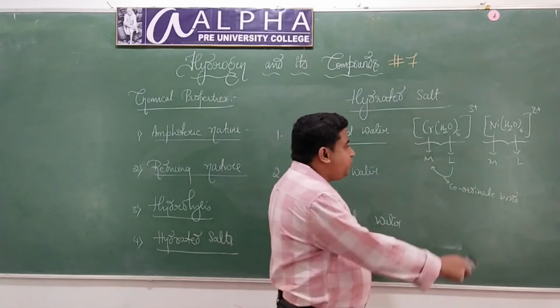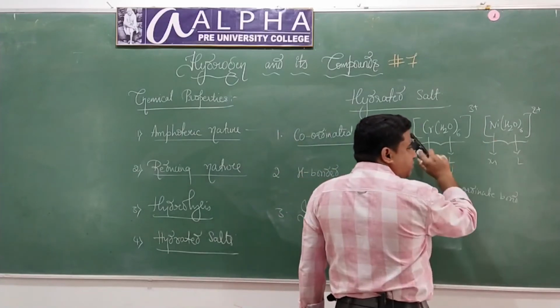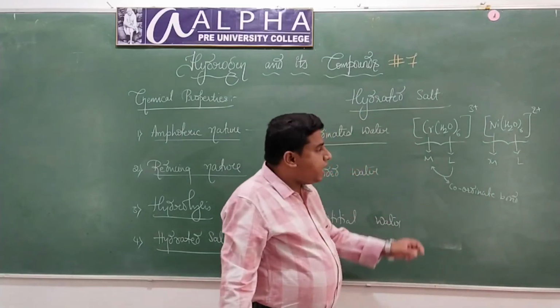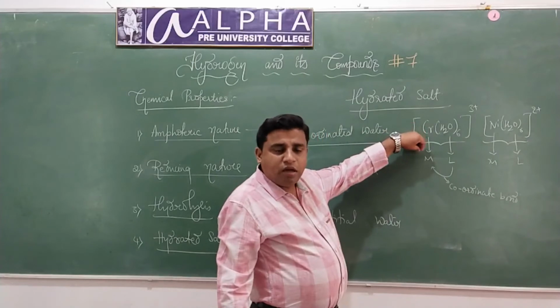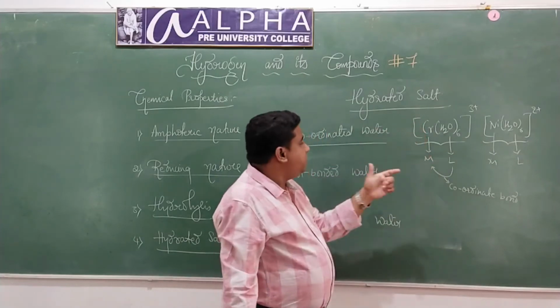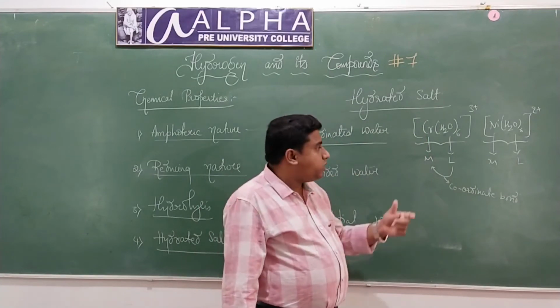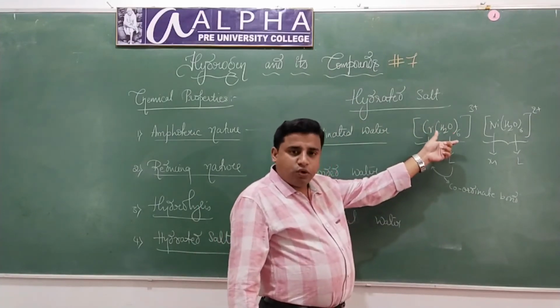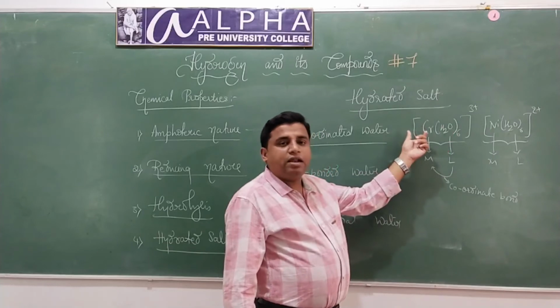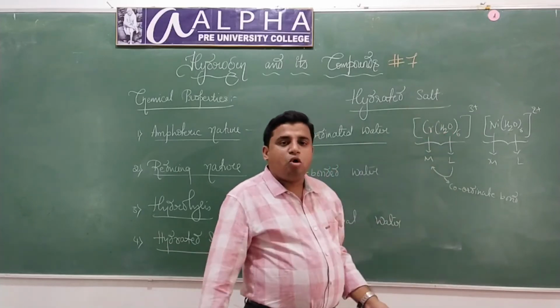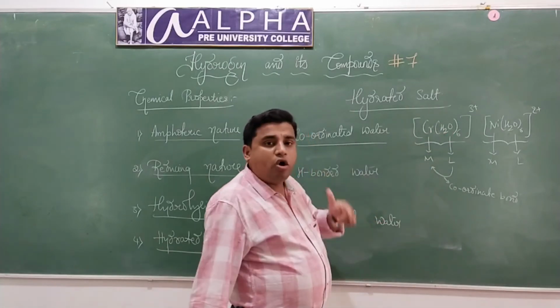Coordinate bond. So if all the water molecules present in the compound are bound to the central metal atom through coordinate bonds, then they are called coordinated water. If all the water molecules are bound to the central metal atom through coordinate bonds, it is called coordinated water.